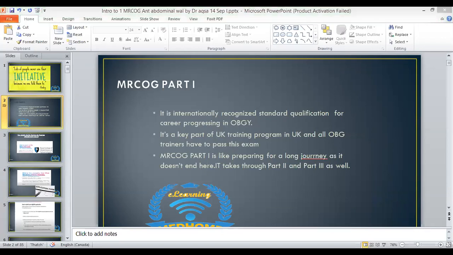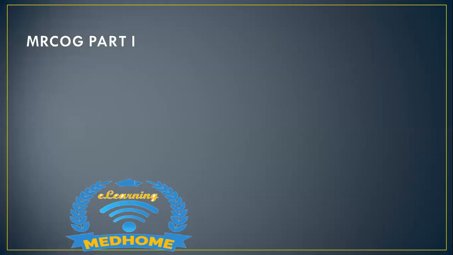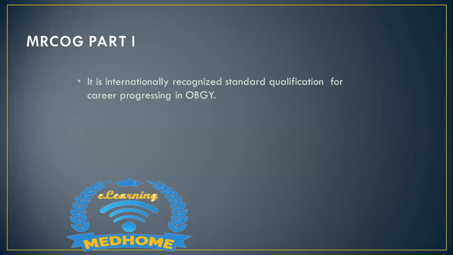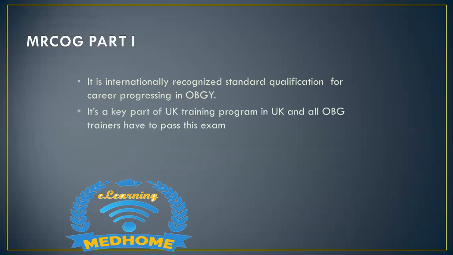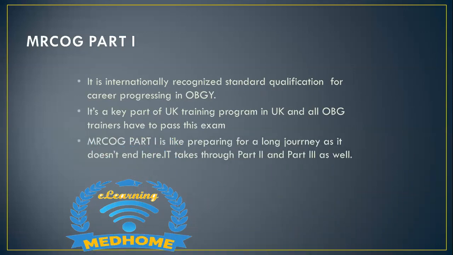So basically what this exam is, this MRCOG, it's a membership of the Royal College of Obstetricians and Gynaecologists. So it's an international degree which is recognized for career progression in OBGYN. It's a key part of the UK training program, and all the trainees have to pass this exam. MRCOG Part 1 is not just the completion of your degree. You will have to go for Part 2 and also for Part 3 as well. Part 3 is the Viva, and Part 2 is the theory part of the guidelines that we have.